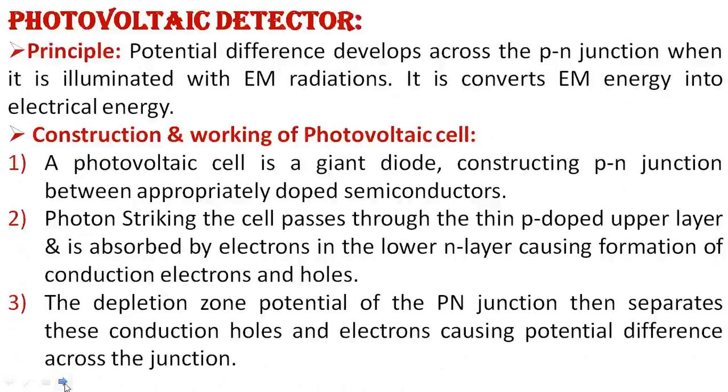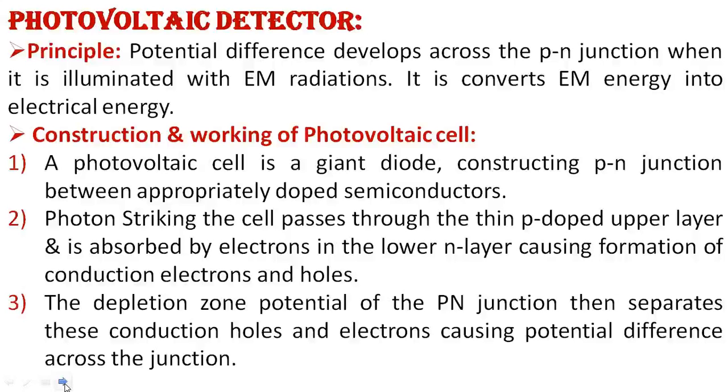Next one is the photovoltaic detector. A potential difference develops across the PN junction when it is illuminated with EM radiation. It converts EM energy, electromagnetic energy, into electrical energy. So, construction and working of the photovoltaic cell.